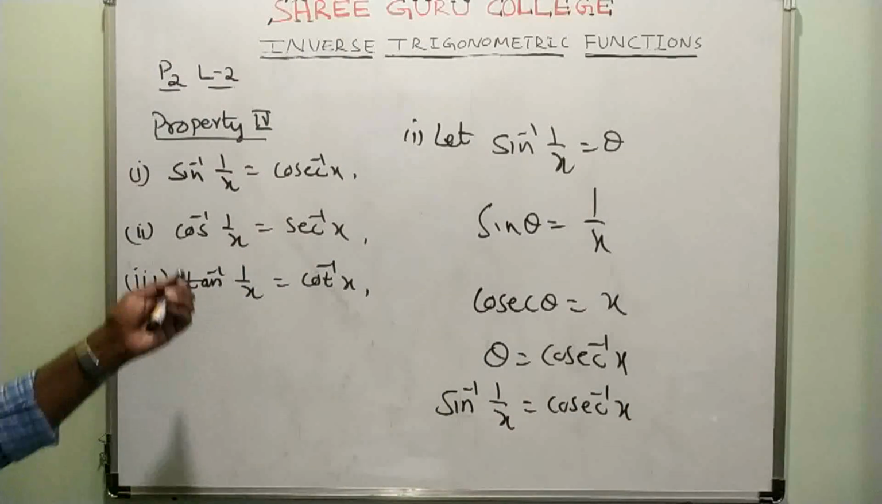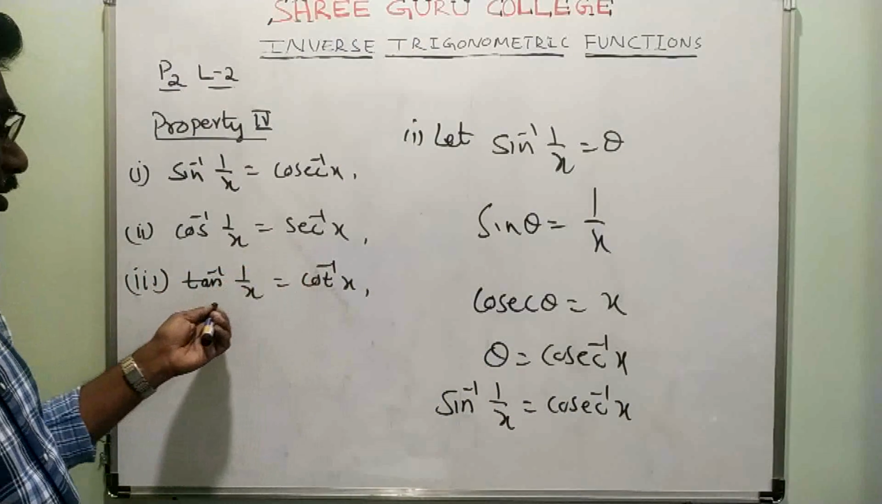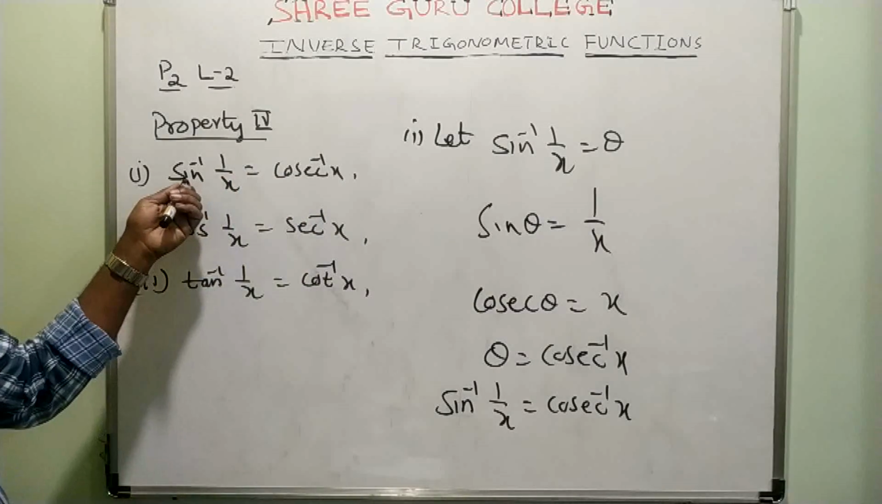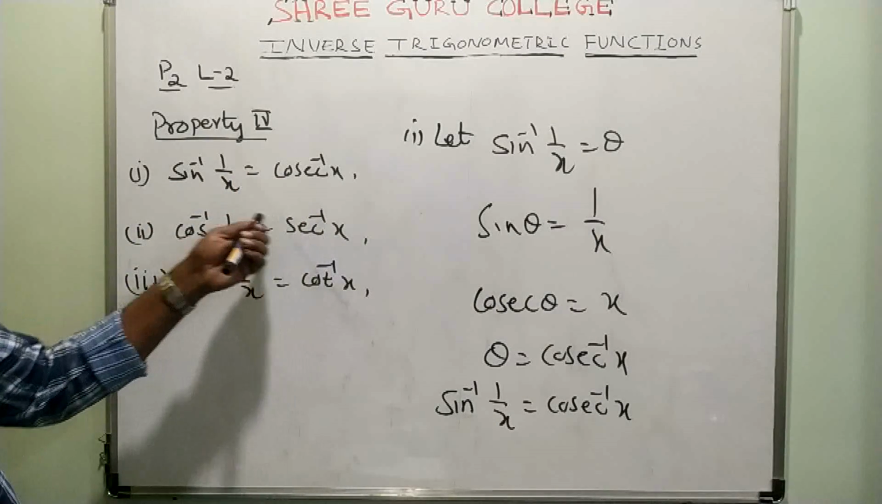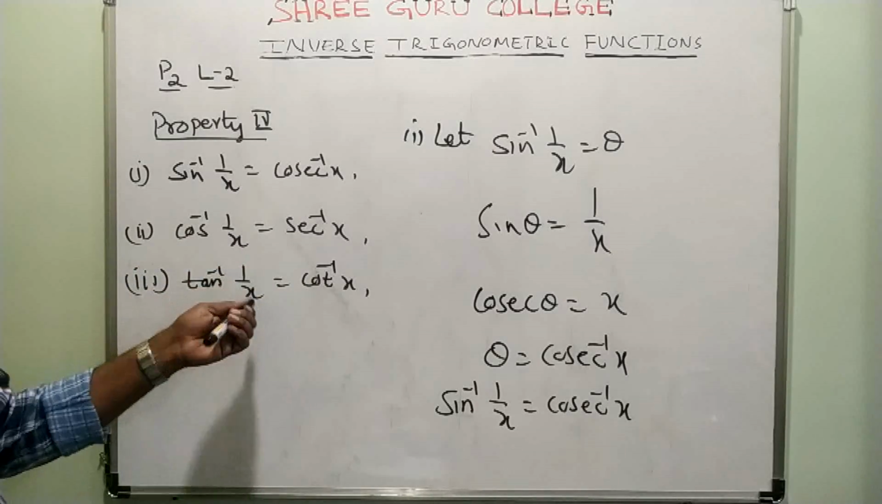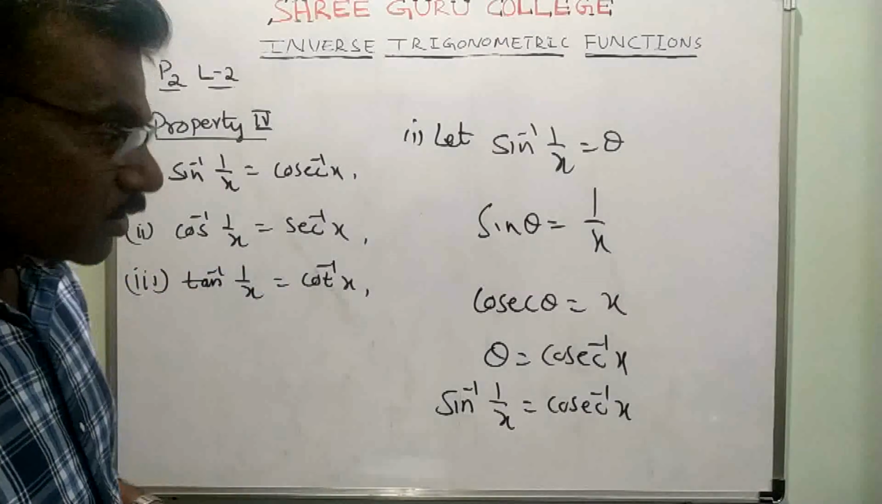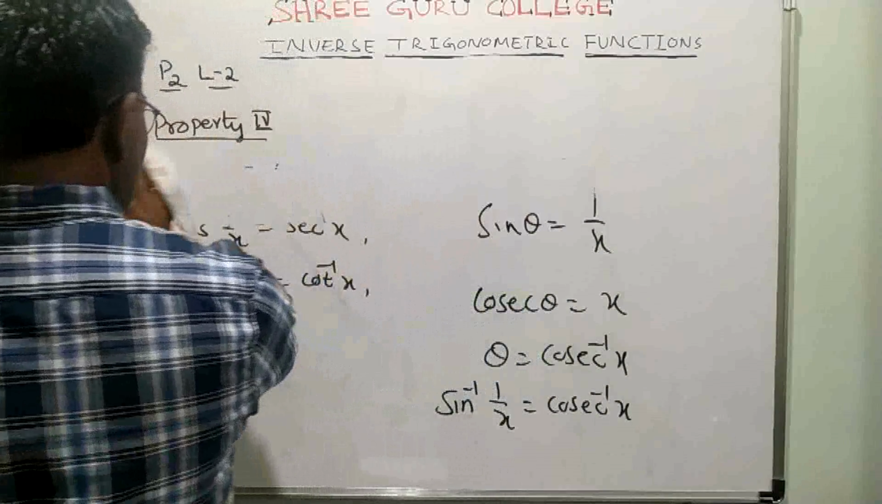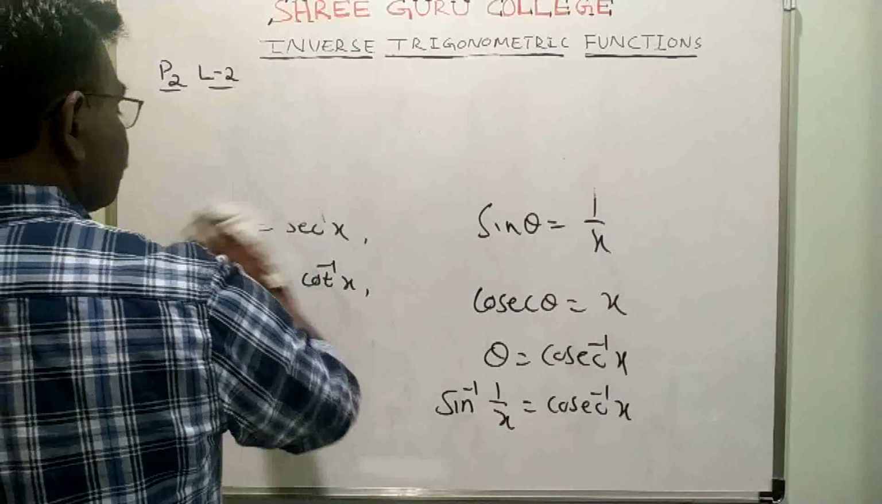And similarly, vice versa: cosec inverse of x is sin inverse of 1 by x. Secant inverse of x is cos inverse of 1 by x. Cot inverse of x is tan inverse of 1 by x. So these are the reciprocal property. The name is called reciprocal.